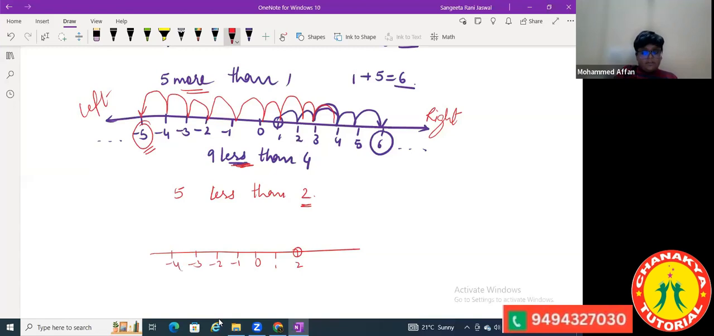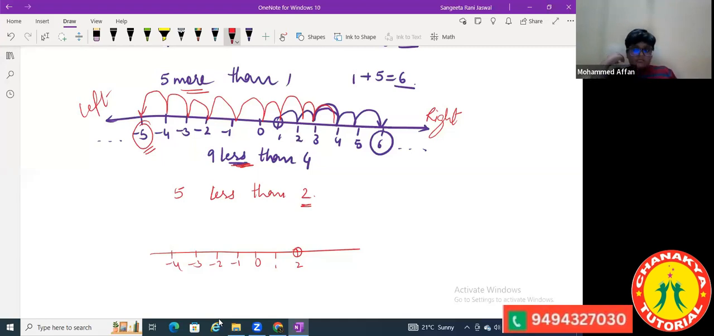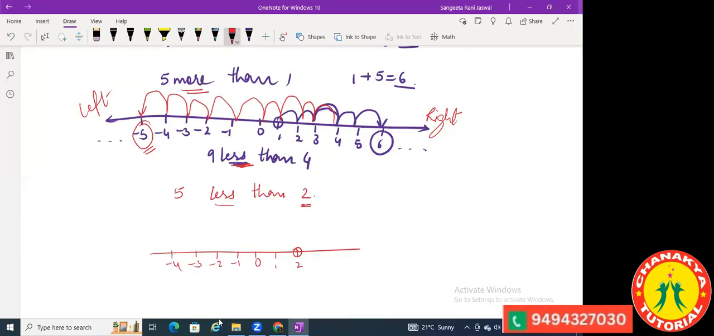Ma'am, answer will be -3. Please don't speak the answer until you are asked. So I'm stepping on 2 first, then I'm taking 5 steps less. Less means I have to move towards left side. Just now I said, whenever you are asked less, that means you have to take steps towards left. So 1, 2, 3, 4, 5. So I have reached -3. So 5 less than 2 is -3. You got it? Yes, ma'am.